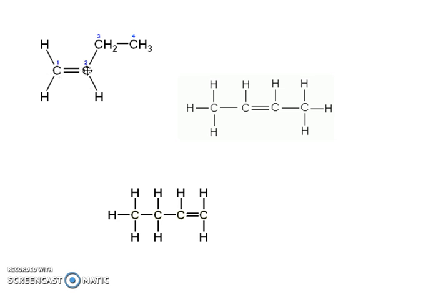So 1, 2, 3, 4, if we label the carbons, the double bond starts at carbon 1 and goes to the next carbon atom. So this would be 1-butene. So numbers are separated from the words by dashes. This one also has 1, 2, 3, 4 carbon atoms, so it would be butene, but the double bond is starting not on carbon 1, but on carbon 2. So this one is 2-butene.